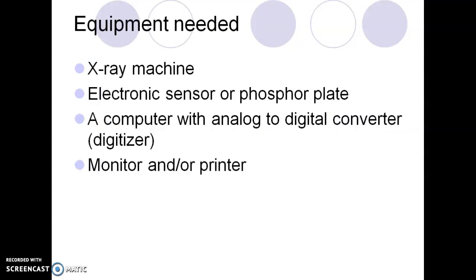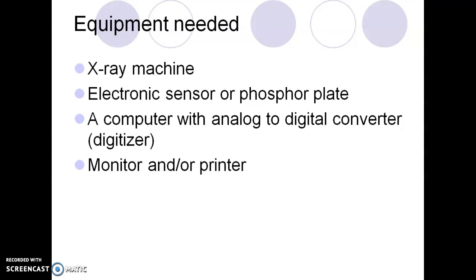The equipment that you would need for a digital radiograph system is just your standard X-ray machine. You do need an electronic sensor, which means you've got a cord that plugs into a USB, or a phosphor plate. And we'll talk about the phosphor plates in just a second. That is a photographic plate that has to be scanned by a digitizer, and I'll show you that in just a second. So there is another step to it, but it is considered digital.